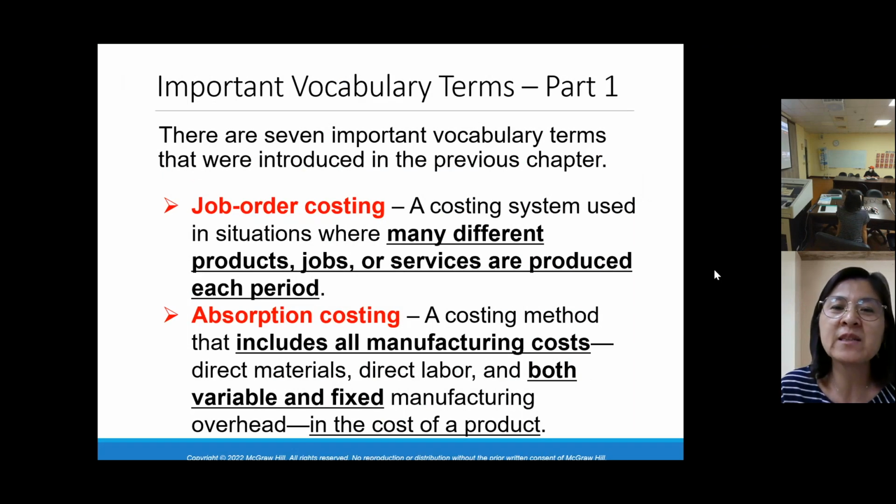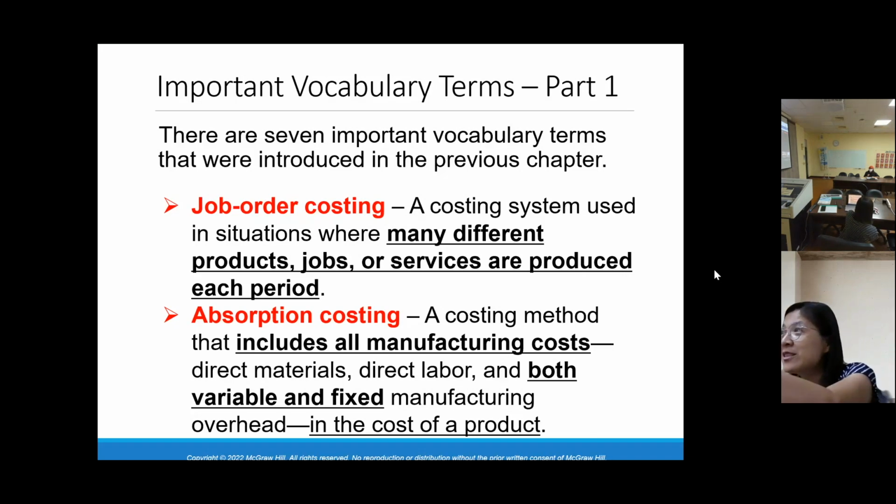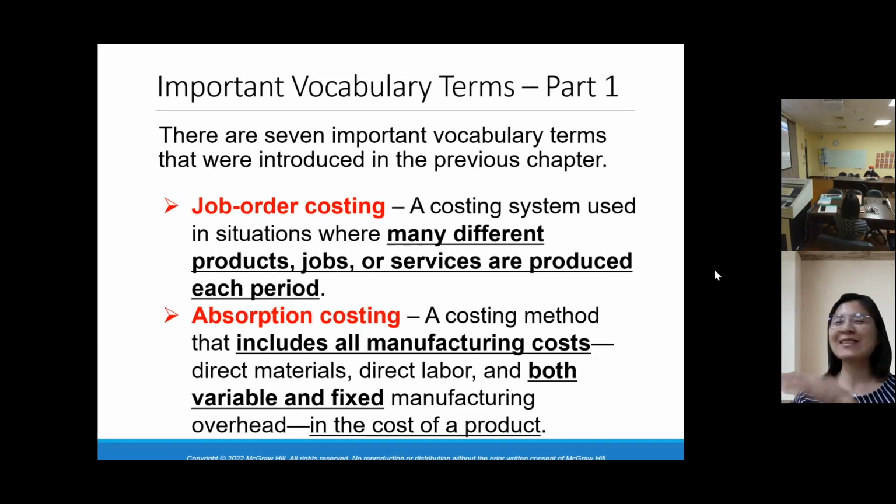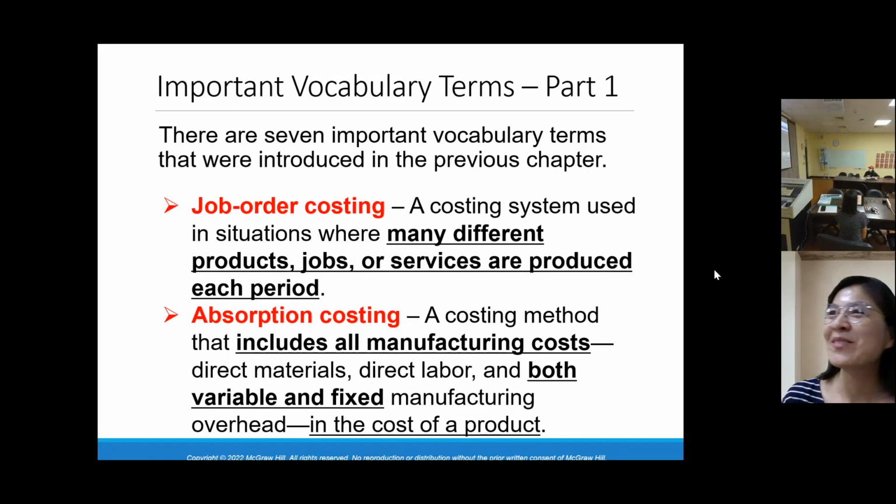The first one is job order costing. So what is job order costing? Can you tell me? Jindan, can you use your own words to summarize? What is job order costing? I already highlighted the important parts. So before starting this chapter, we are going to review some key terms. Jindan, what is your answer?